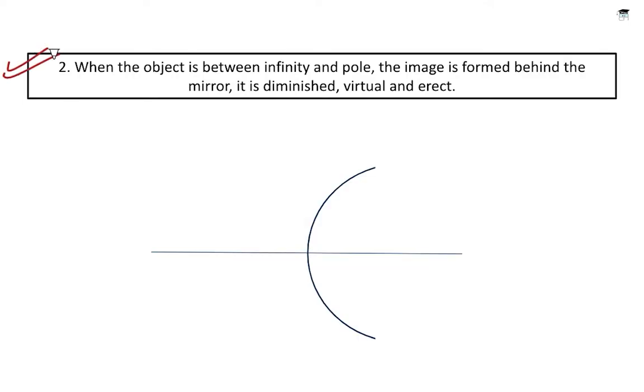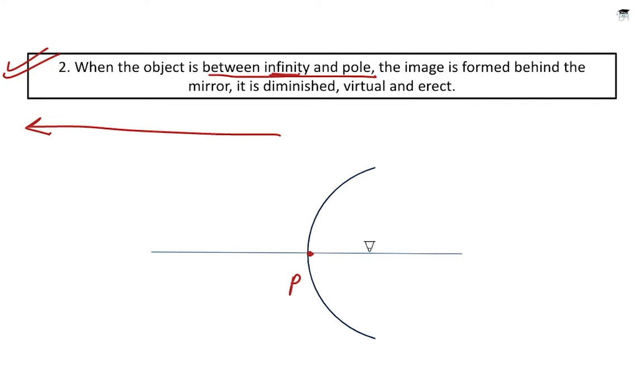So the second case in a convex mirror is when the object is between infinity and the pole. The first case is when the object is at infinity. The second is when the object is between the pole and infinity. This is the pole, and infinity means anywhere in this direction. In the case of a convex mirror, we don't have the different cases of between focus and center of curvature, beyond center of curvature, or at center of curvature. We only have two cases: when the object is at infinity and when the object is between infinity and the pole.